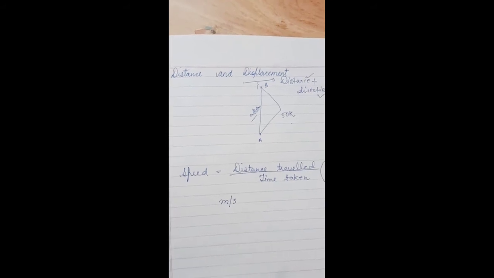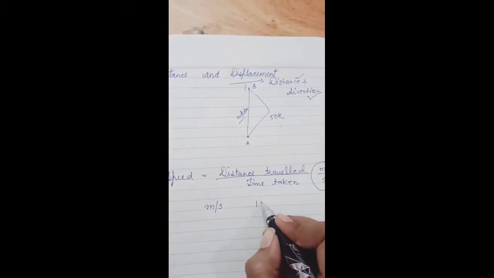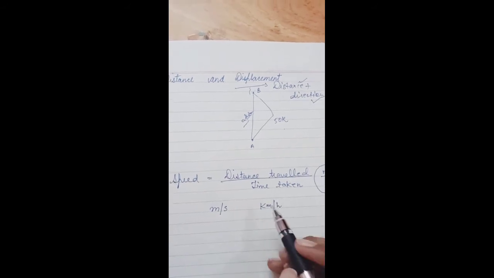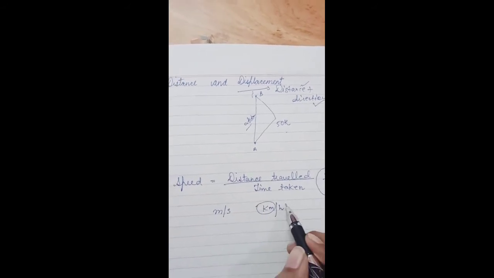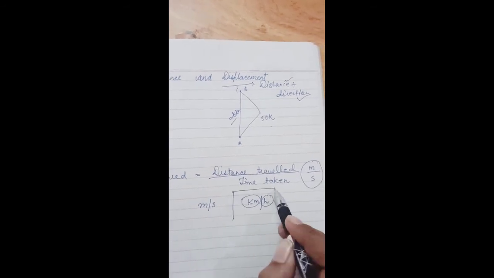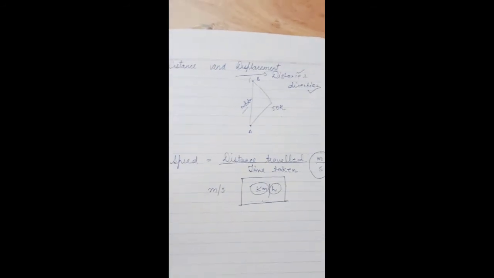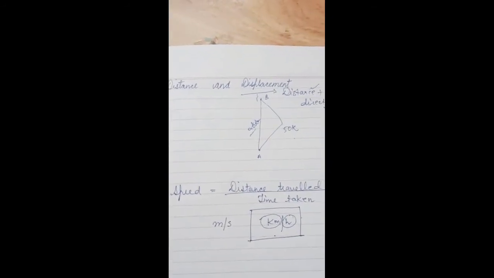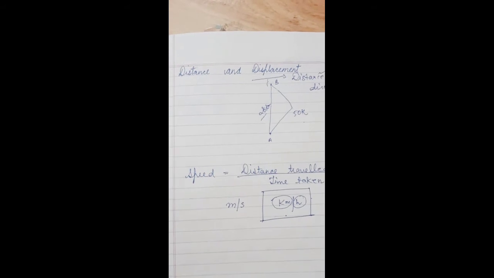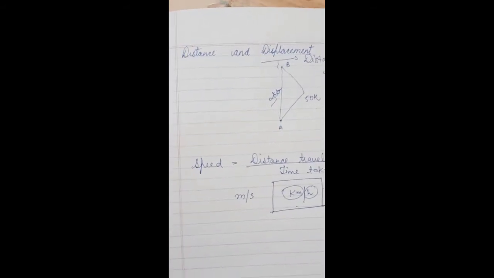And the other commonly used unit is kilometer per hour. If we measure the distance in kilometers and time in hours, then the unit of speed is kilometer per hour. So speed of an object is the distance travelled by the object per unit time.